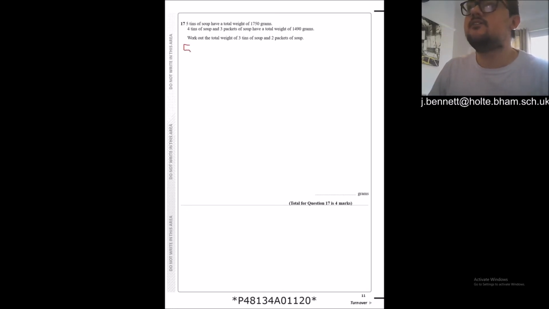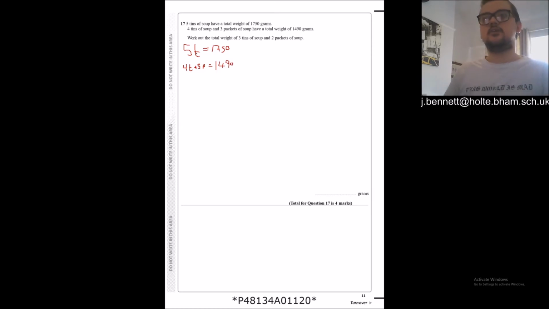So 5 tins. Remember, we express things algebraically. 5 tins equals 1750. 4 tins plus 3 packets equals 1490. So we need to solve this.